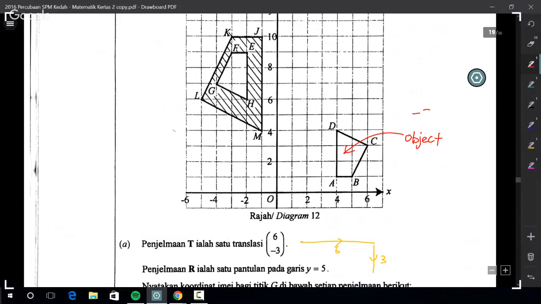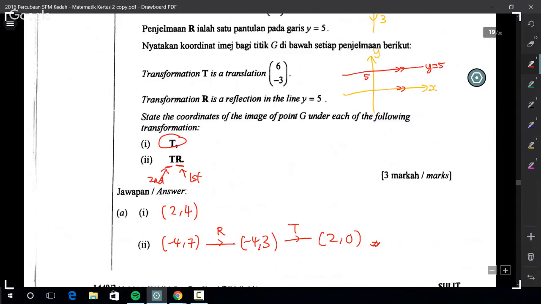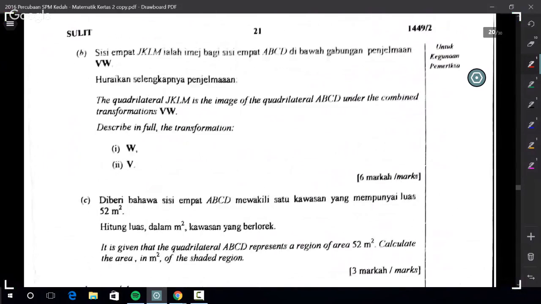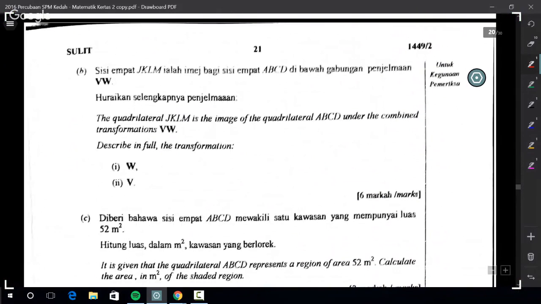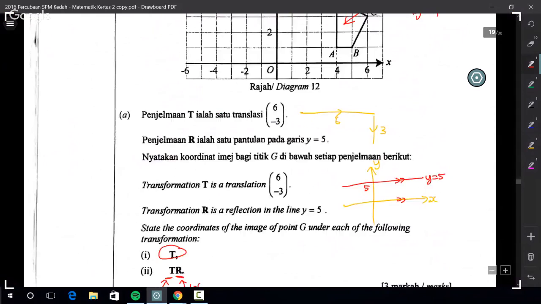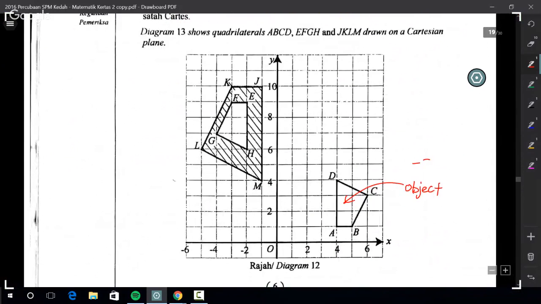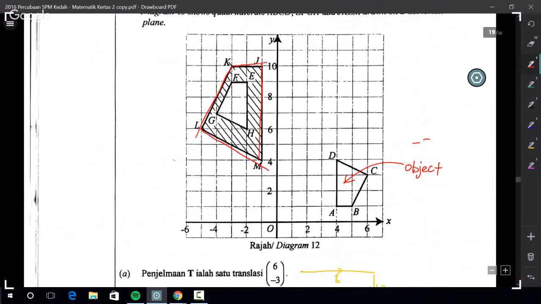Okay, so which one is the image? The image will be JKLM. Okay, that means this one is the image. All right, so the first thing is you have to think, you understand two transformations, VW.